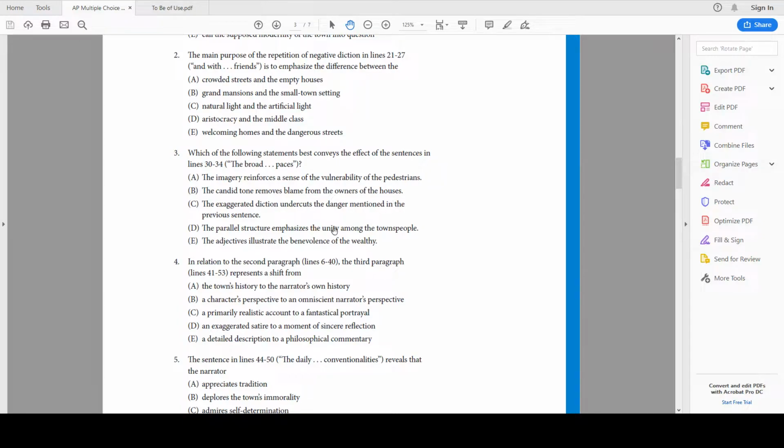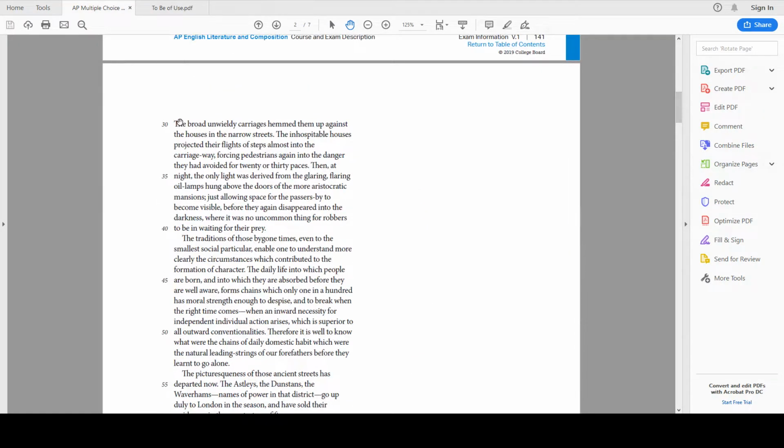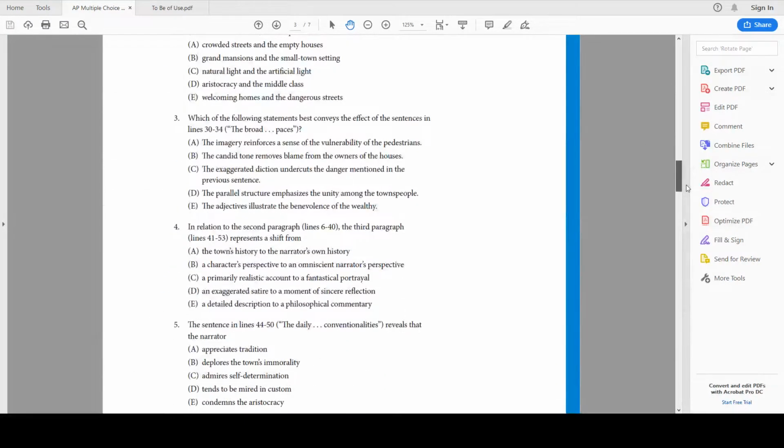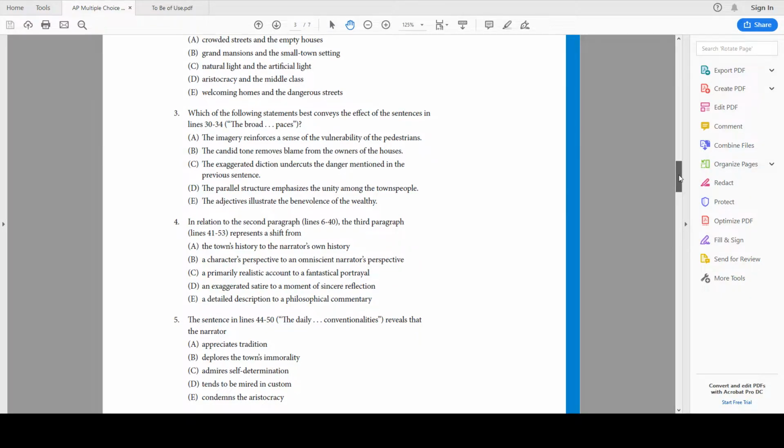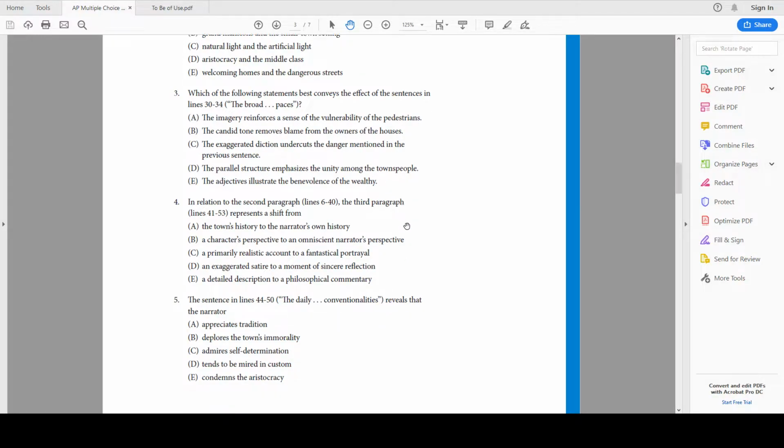It's not that exaggerated. The parallel structure emphasizes the unity among the townspeople. What? There is no townspeople mentioned, nor their unity, so I don't get that one. The adjectives illustrate the benevolence of the wealthy. That's the funniest answer we've had so far, because not only is this passage about how the wealthy are not particularly benevolent, but it has nothing to do with this passage. So the answer is clearly A.